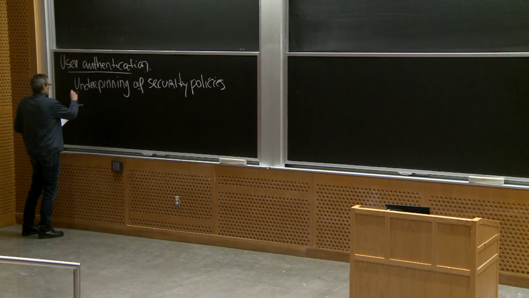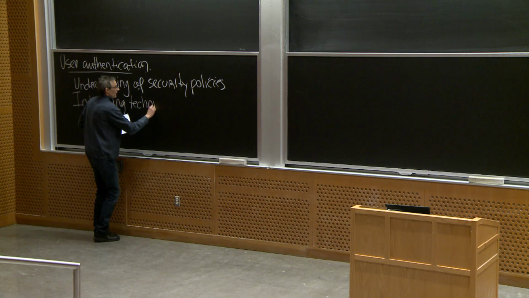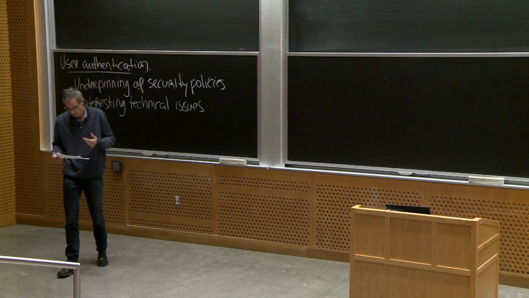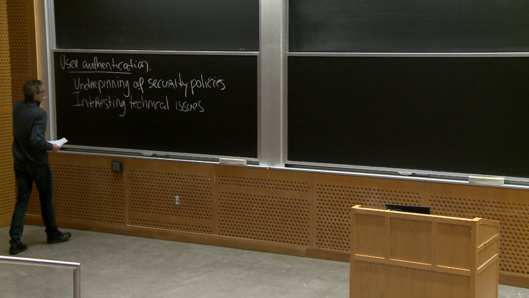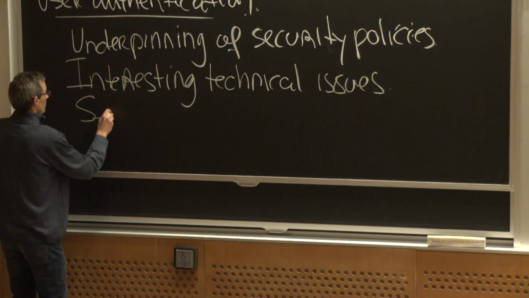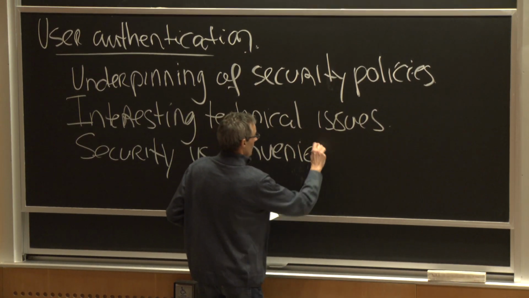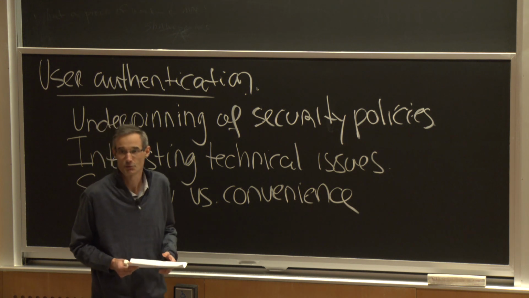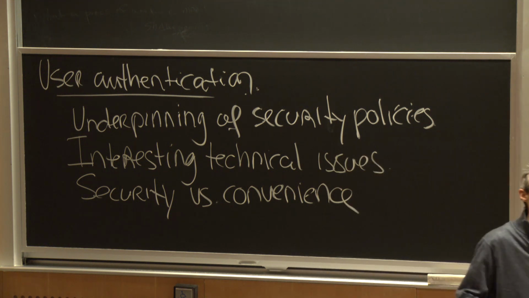It has a lot of interesting technical issues. Some of them I will highlight in today's lecture, and some of them you will encounter in lab 2, where you will be programming some aspects of this. User authentication is hard, partially because of the technical issues, but also because it's the first place where we clearly see security running into convenience. It's possible to make really strong user authentication that is really hard to use, and people just won't use it. We see that as a theme through this lecture.